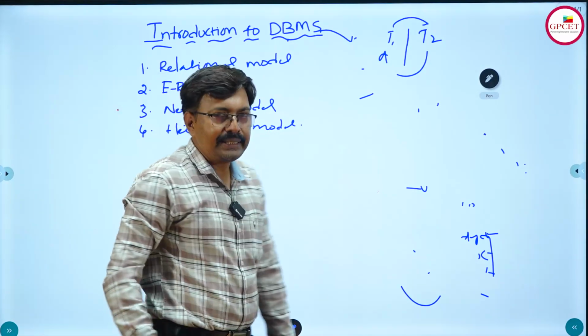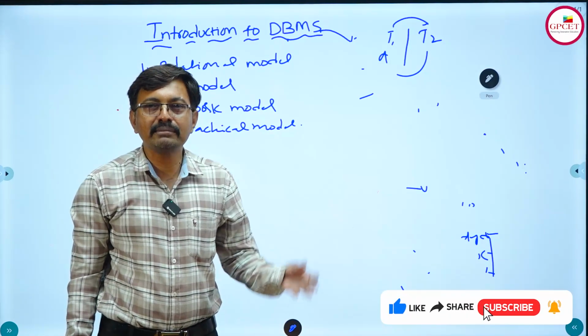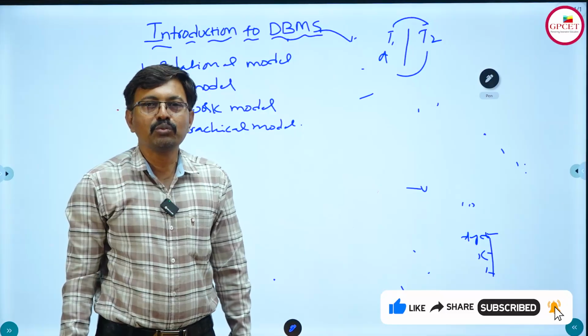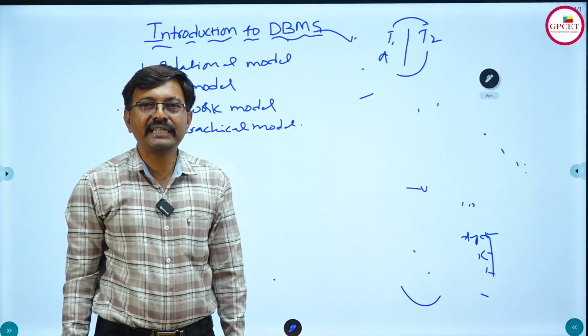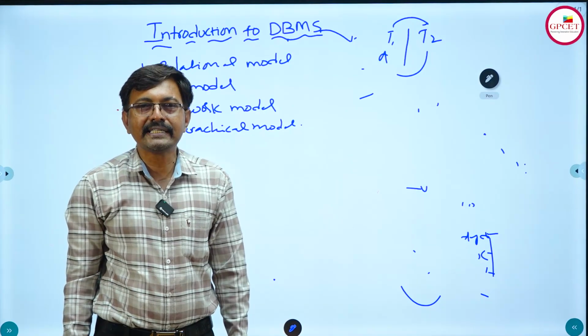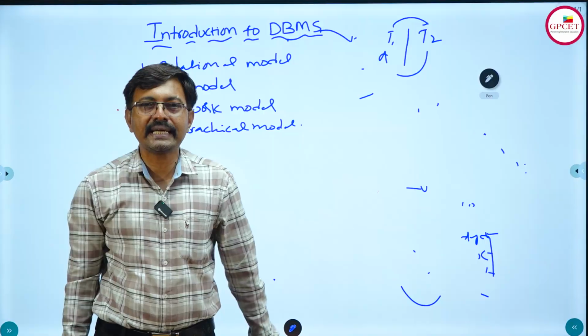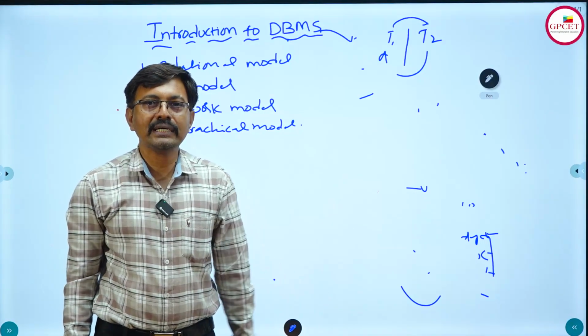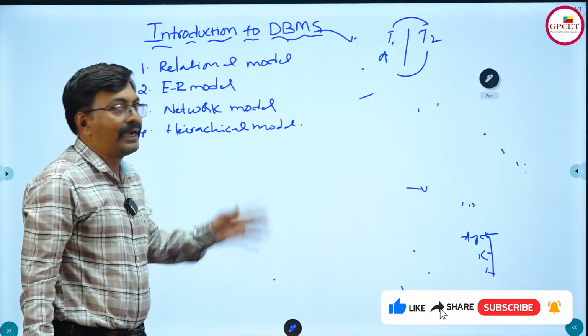In the previous lecture, I hope you are able to understand what is data, what is database, and what is database management system, and what are the advantages and disadvantages of the database management system over a file system. Till here, I hope you are able to understand everything. In the next class we will discuss the relational model, ER model, network model, hierarchical model.